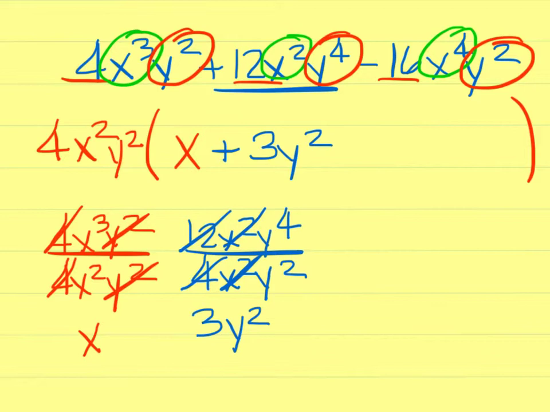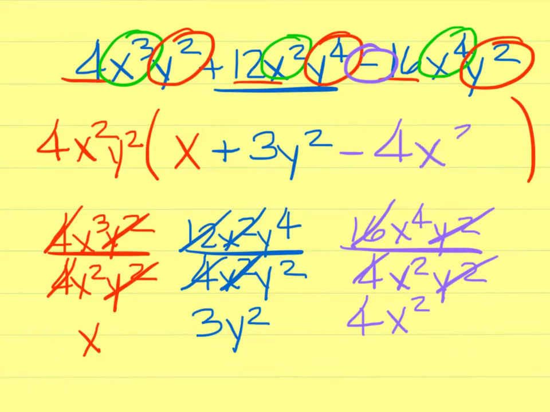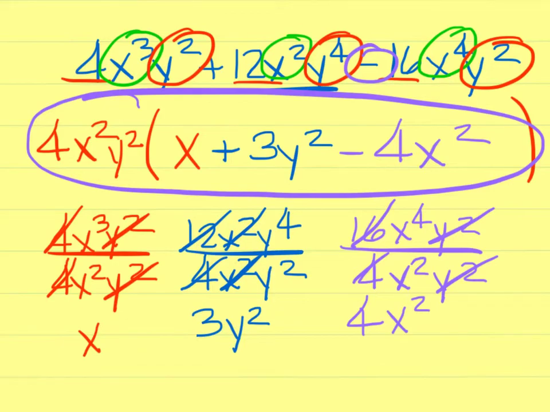And then we'll finish this out with the 16x to the fourth y to the second over 4x squared y squared. 16 over 4 is 4. X to the fourth over x to the second is x to the second, and then the y squares cancel out. Don't forget that's a minus sign. So minus 4x squared. This would be your answer.